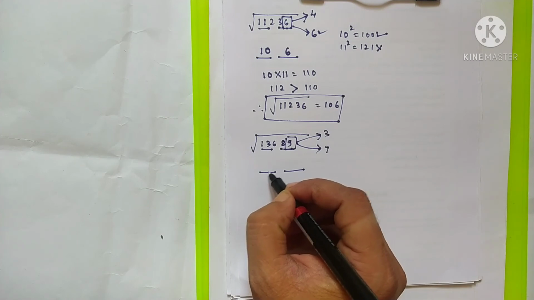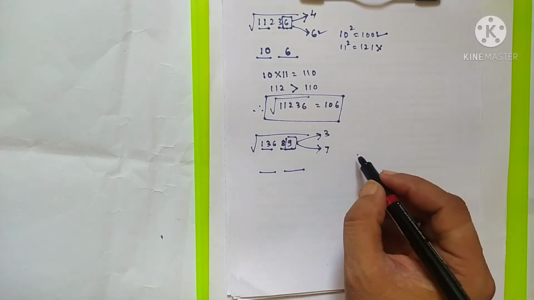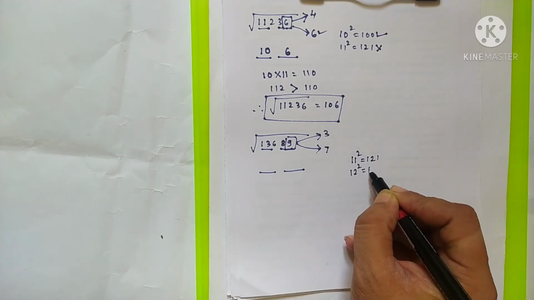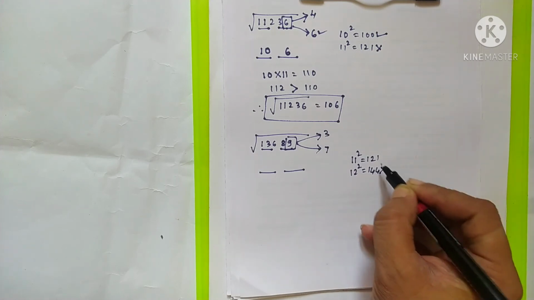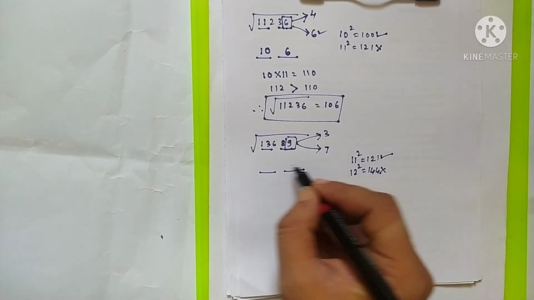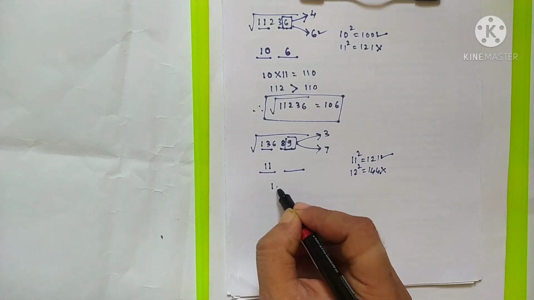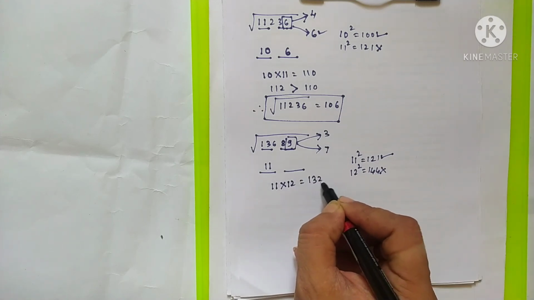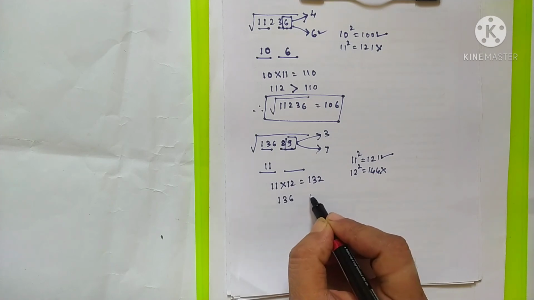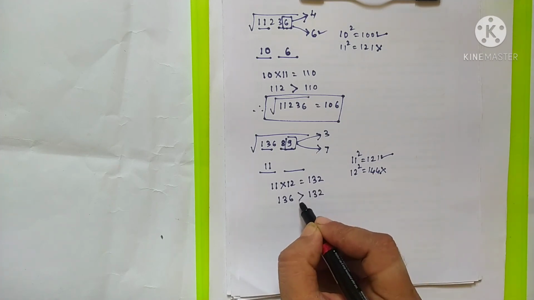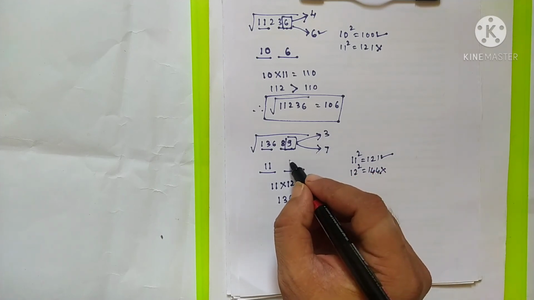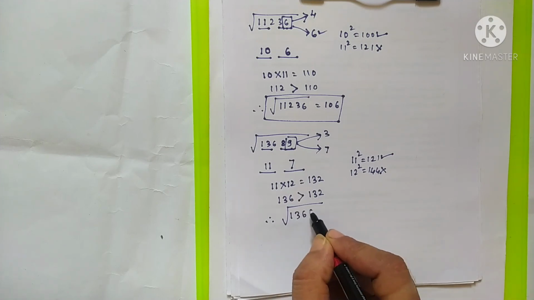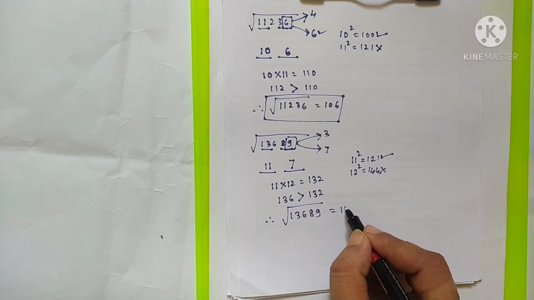And for this second group answer, observe 136. Okay, 11 square is 121 and 12 square is 144. So you can't take 144. You have to take 121. That is 11 comes in the second group answer. Again taking 11 and multiplying it with its next number 12, 132 comes. Observe 136 and 132. 136 is bigger than 132. So choose the bigger digit. 7 comes in the units place. Therefore square root of 13689 is equal to 117.